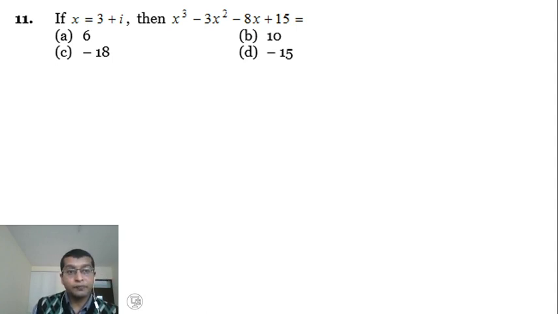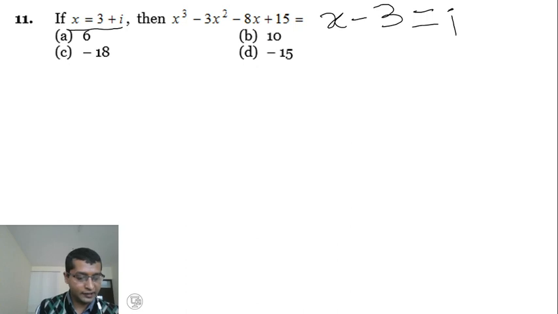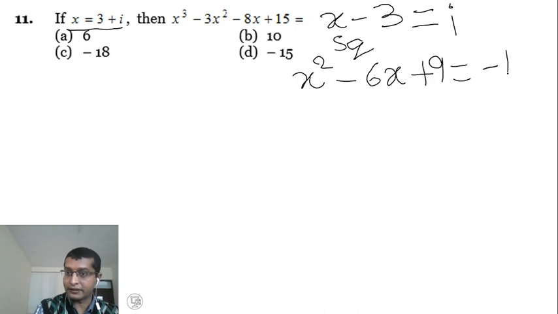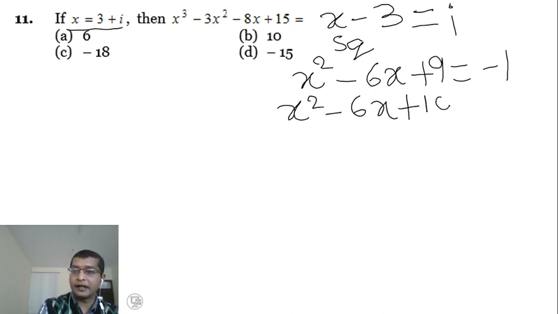It is x equal to 3 plus i, then x cubed minus 3x square minus 8x plus 15 is equal to? Okay, so what I will write is, from this first expression, I write a solution for i, that is x minus 3 equal to i. On the other hand, I square this. So squaring, we get a square, next minus 2ab, so that is minus 3 into 2 into x, 6x plus b square. So it is 9, and here i square is minus 1. If I transport minus 1 to the LHS, we get x square minus 6x plus 10 equal to 0.